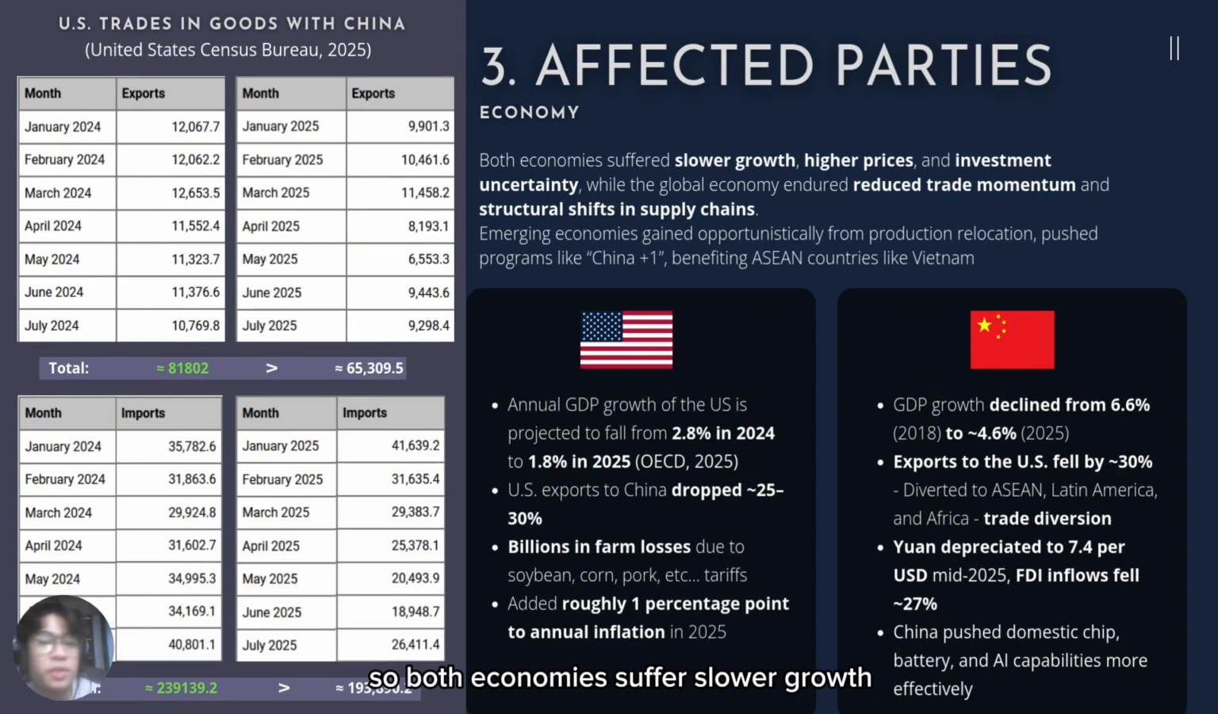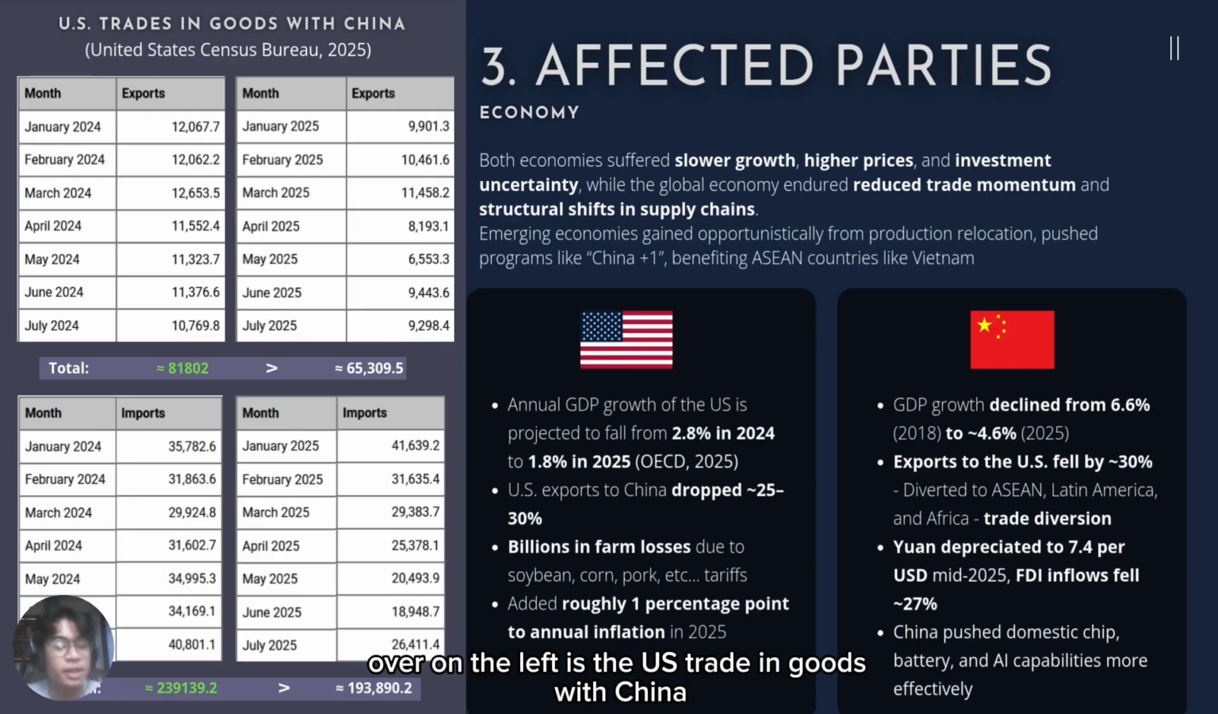So both economies suffer slower growth, higher prices, and investment uncertainty. Over on the left is the US trade in goods with China, conducted by the United States Census Bureau. As you can see, these tables compare the performance of the first 7 months of 2024 and 2025.